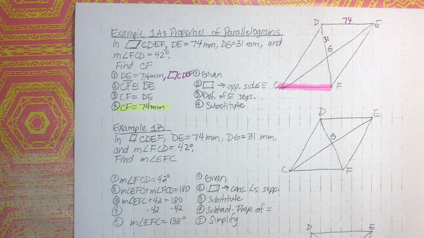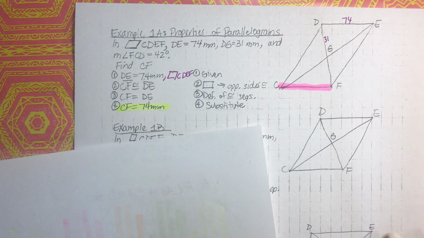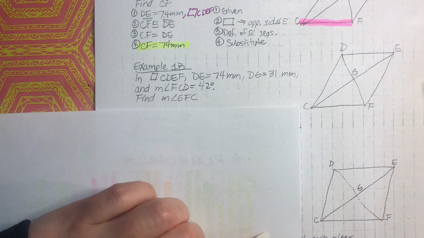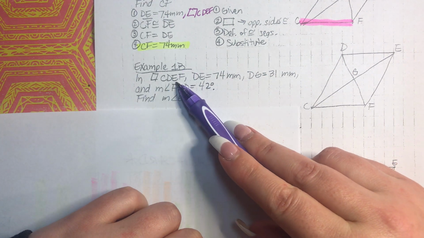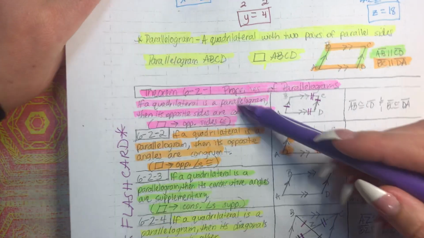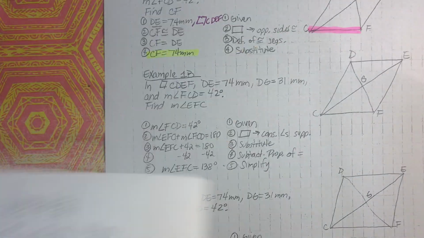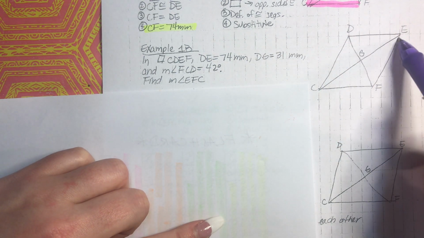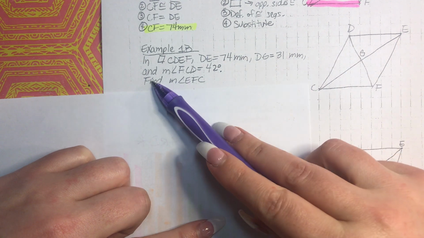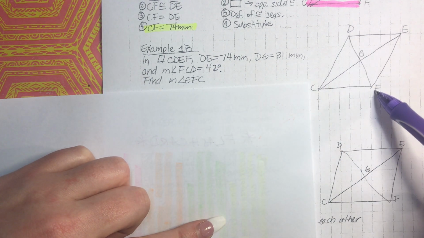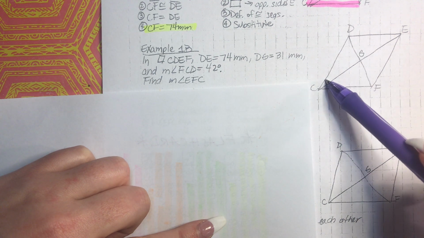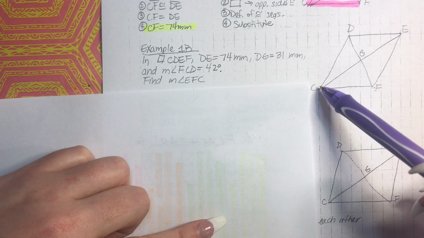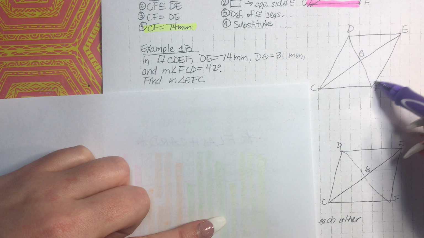All right, let's look. Does that make sense? You guys got it? Okay, let's look at the next one. Here, we're going to cover this up. Don't look at the answers on your note sheets yet. It says in parallelogram CDEF, that opens up the treasure box for all 4 of these. In parallelogram CDEF, DE equals 74, DG equals 31, and the measure of angle FCD, that angle there, is 42 degrees. We need to find the measure of EFC. So we need to find this angle here.